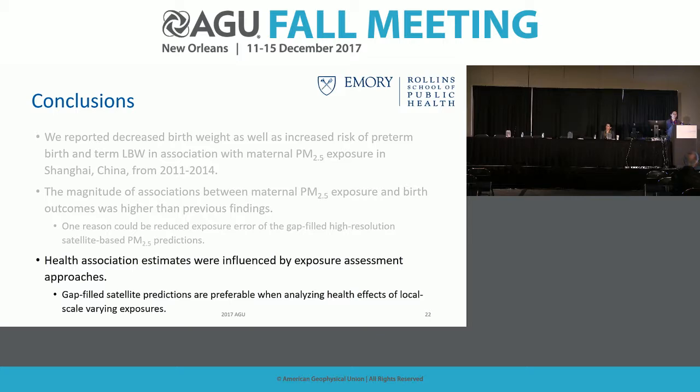Missingness in satellite data can bias the estimated health effects, and the gap-filled satellite predictions are preferable when analyzing health effects of local scale varying exposures.